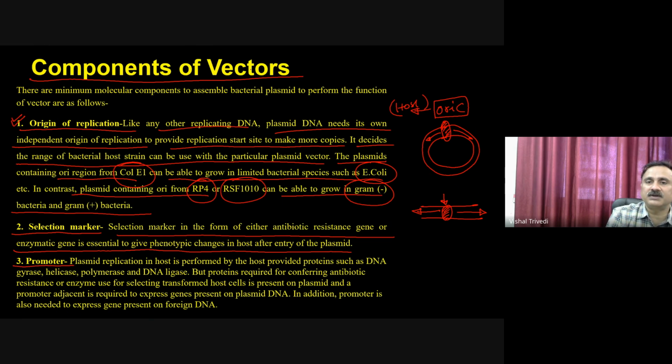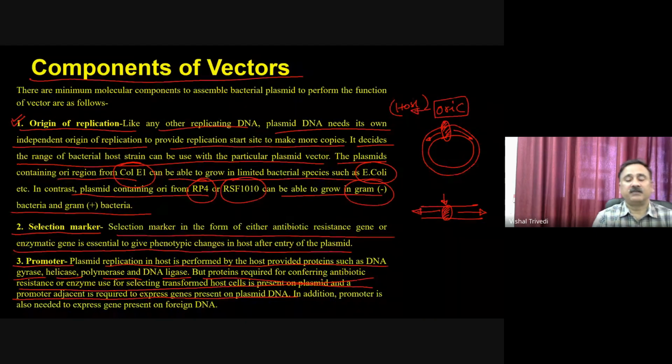So suppose you use this vector for protein production, then you also require the protein production related machinery, right? So then you require the promoter also. The plasmid replication in the host is performed by host-provided proteins such as DNA primase, DNA helicase, polymerase, and DNA ligase. But the protein required for conferring antibiotic resistance, or the enzyme used for selection, is on the plasmid, and an adjacent promoter is required to express the gene present on the plasmid DNA, right? A promoter is also needed to express the gene present on the foreign DNA.